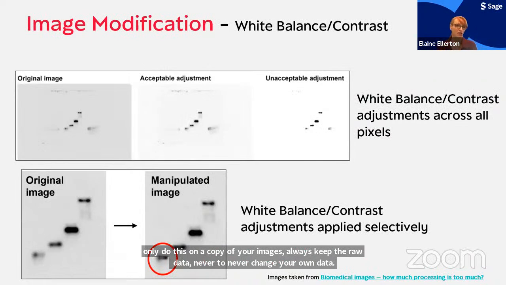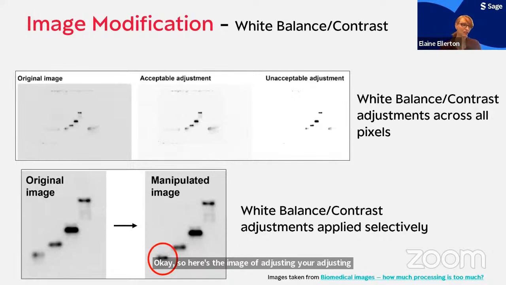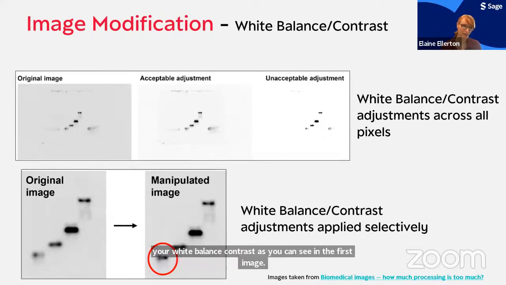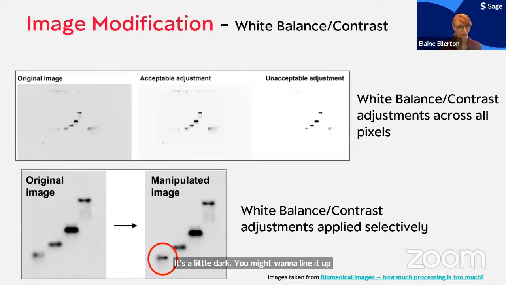Here is an image of adjusting your white balance contrast. As you can see in the first image, it's a little dark. You might want to lighten it up a little bit. The middle panel shows an acceptable adjustment where you've brightened it a little bit to make it clearer. The one on the right, they have gone too far and they have adjusted the contrast white balance way too high, and that is not acceptable. You've lost some background data. You do not want to do that. You want to be able to retain the background data.